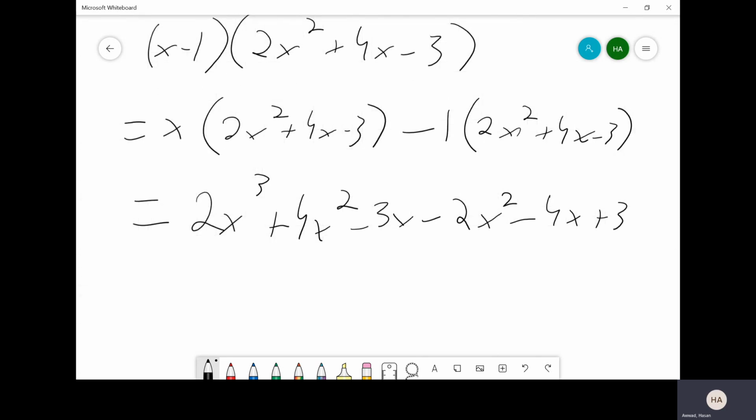And the last step of this is we're just going to look for all the things that we can condense, right? So we have a 2x cubed. Is there a cube anywhere else? No. So we just leave it alone. So 2x cubed is going to be part of our final answer.